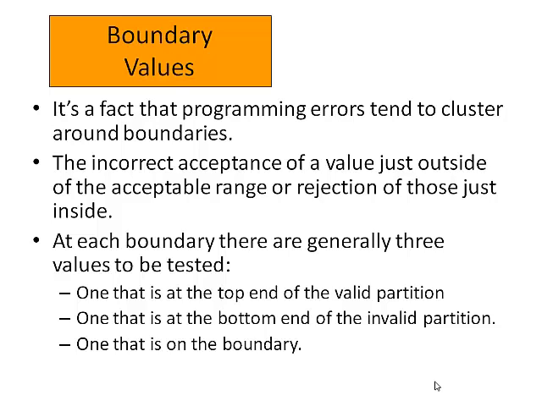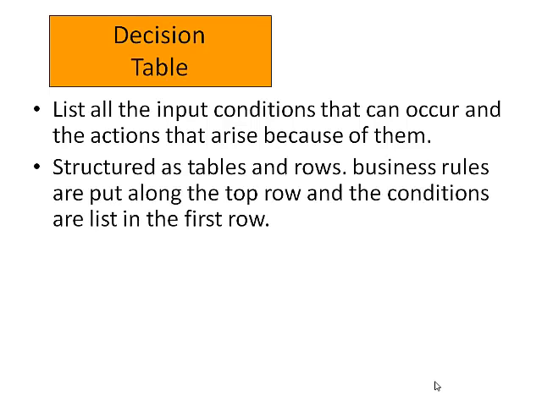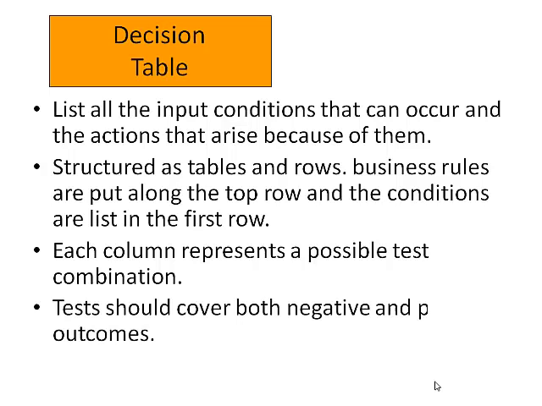It's a fact that errors tend to accumulate around boundaries and interfaces, so it's a good way of finding some data for our test cases. The third one we looked at was decision tables. Decision tables are about recognizing the fact that there are certain rules inside a business which are valid and produce valid outcomes, and there are certain rules which are invalid, produce invalid outcomes.